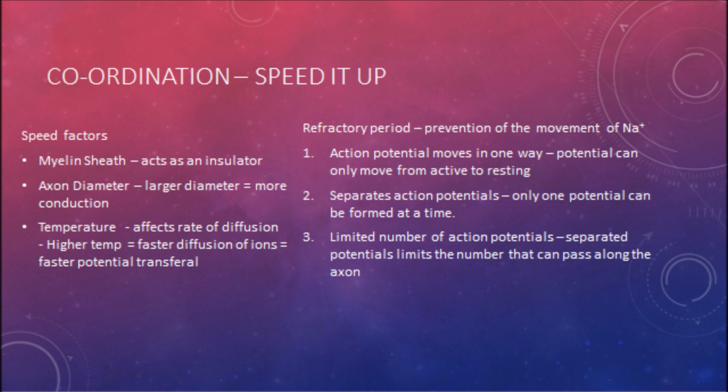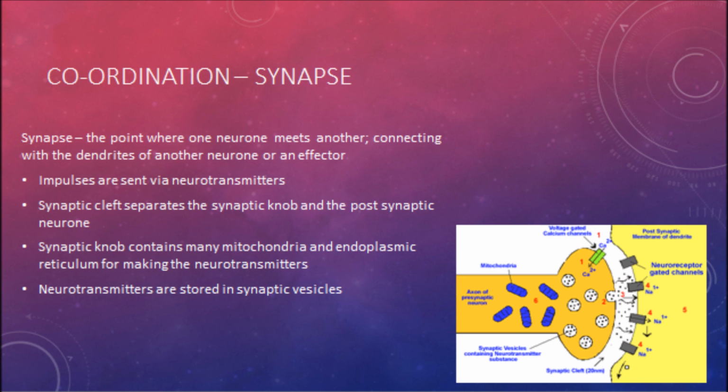The refractory period means that the action potential moves in one way and separates them, so only a limited number can pass along the axon at one time. Synapses are the junction between neurons and effectors, making them the gaps at which the action potential is passed from neuron to neuron. Impulses are sent via neurotransmitters across the synaptic cleft, transported from vesicles in the synaptic knob, which is the globular end of the presynaptic neuron.